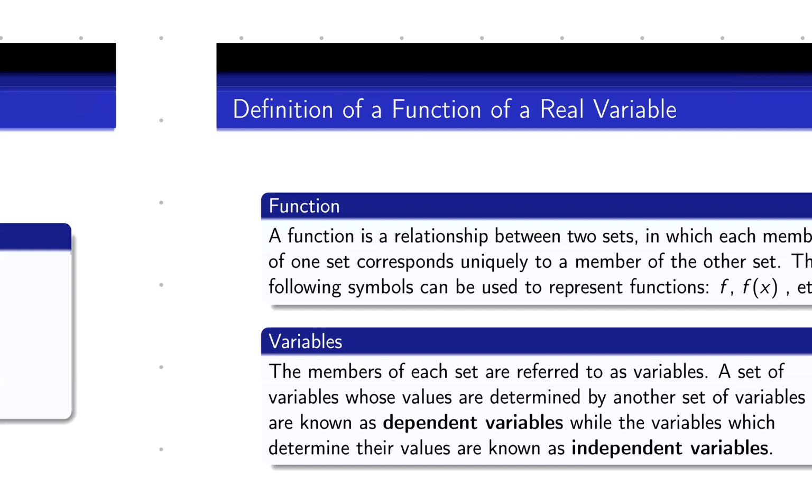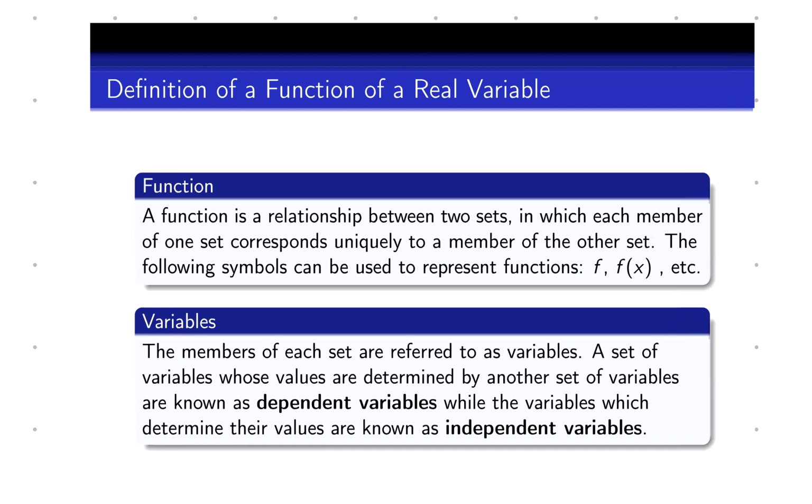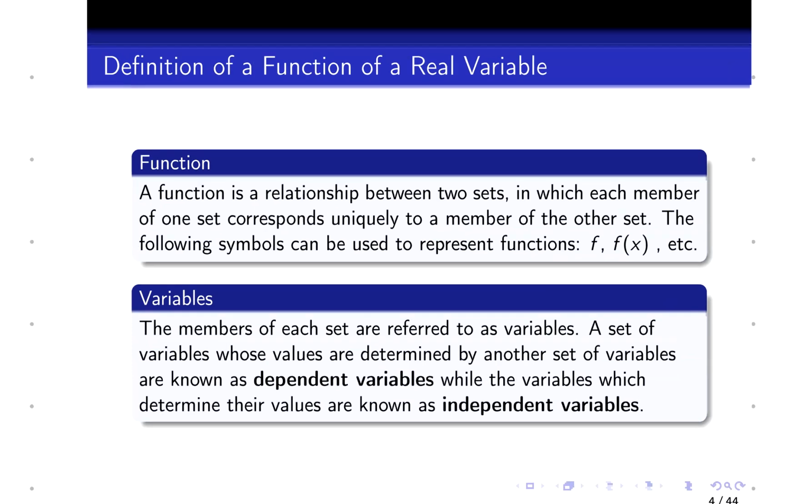So the definition of a function of a real variable is very straightforward. A function is basically like a law that holds every time. Once you establish the law, it will always hold that way. So a function is a relationship between two sets, right? It's a relationship between two sets in which each member of one set corresponds uniquely to a member of the other set. I'm going to give you a practical example of this. So you have two sets, and there is a connection between the two sets. The following symbols can be used to represent functions, maybe just f or f of x, and so on.